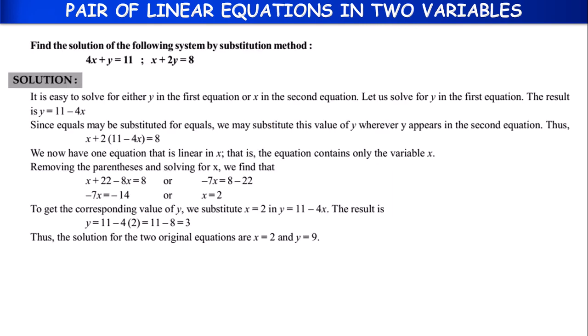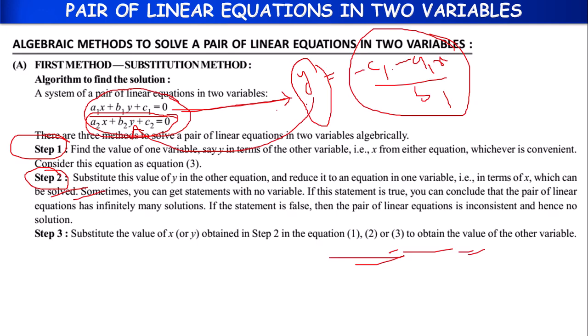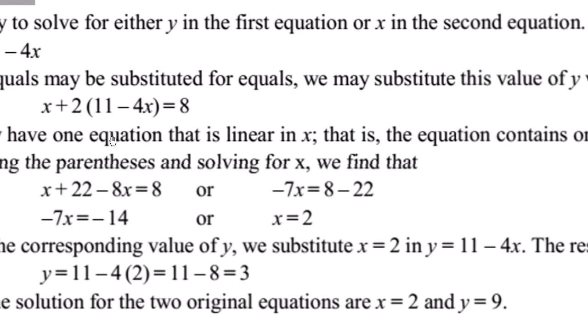While doing examples, we can understand better, children. So, from one equation, we will find the value of y. We will change the value of y in terms of x. Then that y value we will substitute in the second equation, and we will reduce it to an equation in one variable, in terms of x, which can be solved. Let's see the example, children.